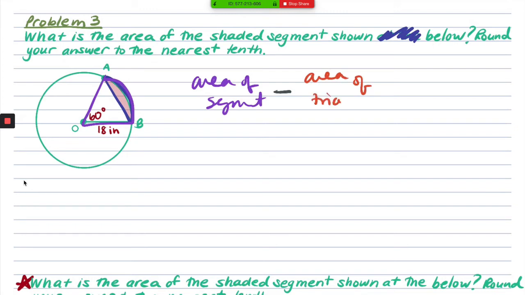Area of the triangle equals the crust, or the, what's this word? Oh, sector. Sorry, I have my vocabulary wrong. Area of the sector, that's the purple. Area of the triangle is the toppings part, and then we're left with the segment, which is the crust.